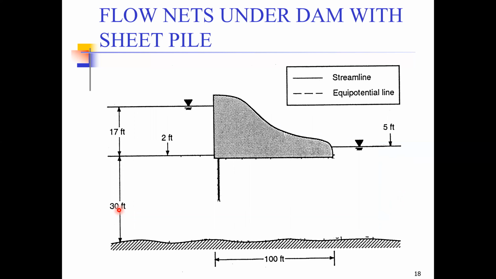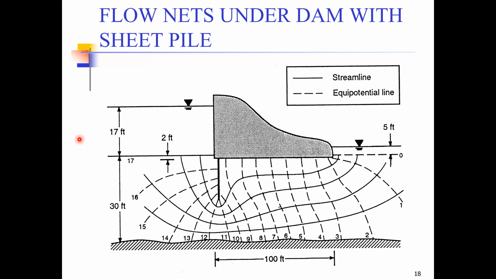Let's look at one more example of a dam structure. Now in this dam structure, we have provided a sheet pile beneath the dam body near the upstream end. Now if there is a sheet pile here, which of course blocks the flow of water, how will the flow nets look like? Again, you have to pause the video here, draw the flow nets on your notebook first, and then see the result and compare your answer with it.